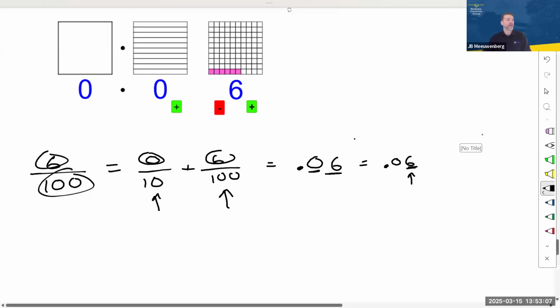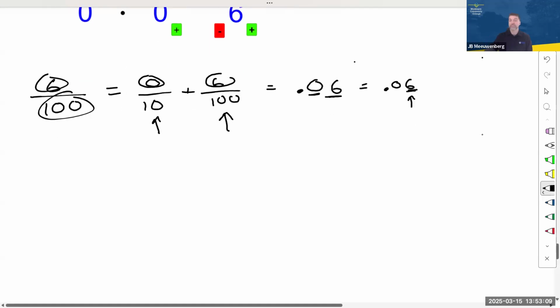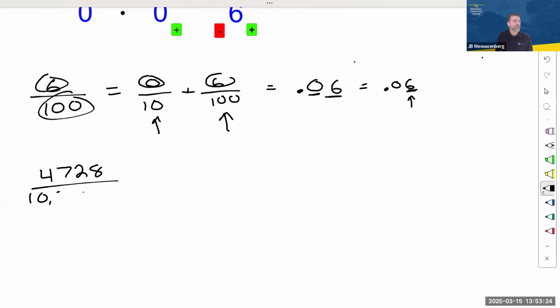So on your own, then try this one. This one's a little more involved. It's a little bit bigger of a number. And so do the same thing where you kind of expand it. Think about what the decimal square might look like, even though this is really big. 4728 over 10,000. See if you can write that in expanded form and then convert it to its decimal form.